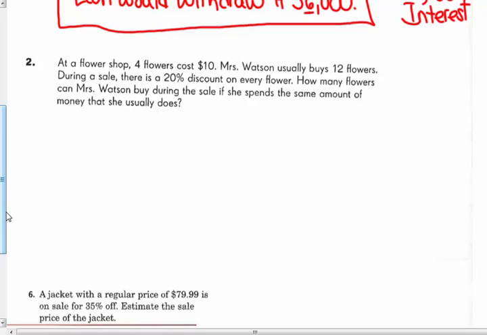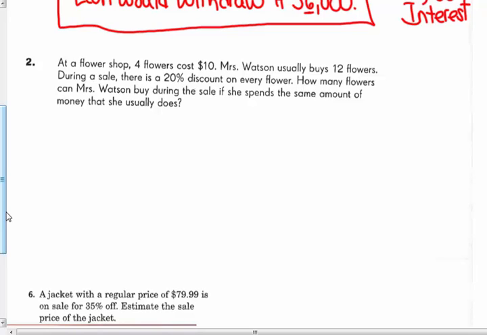In a flower shop, 4 flowers cost $10. Mrs. Watson usually buys 12 flowers. During a sale, there is a 20% discount on every flower. How many flowers can Mrs. Watson buy during the sale if she spends the same amount of money that she usually does? Ooh, lots of steps here.